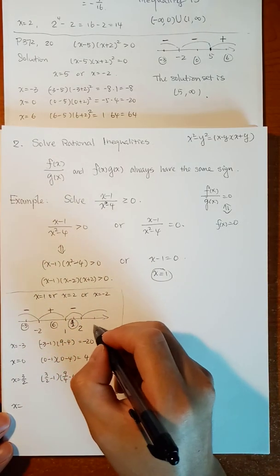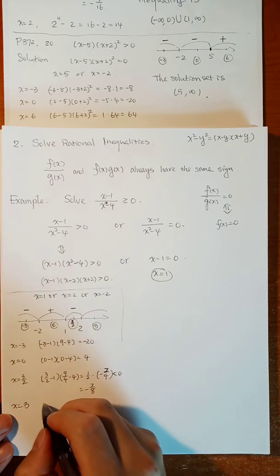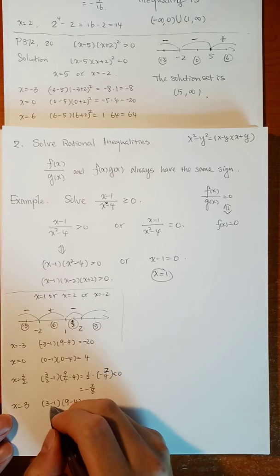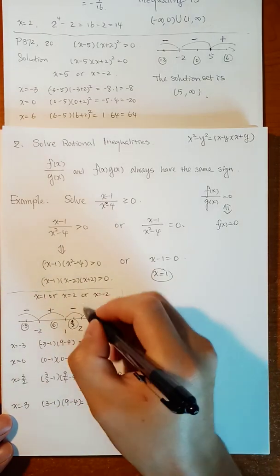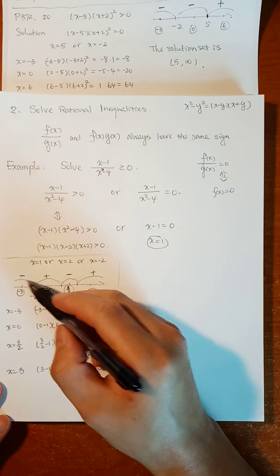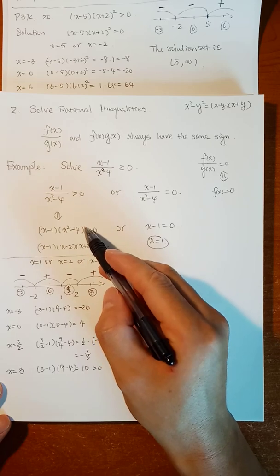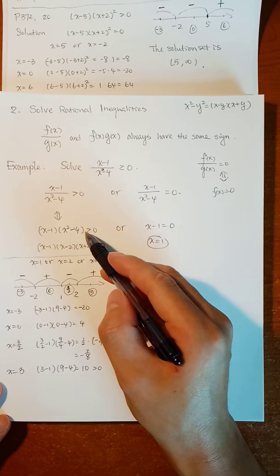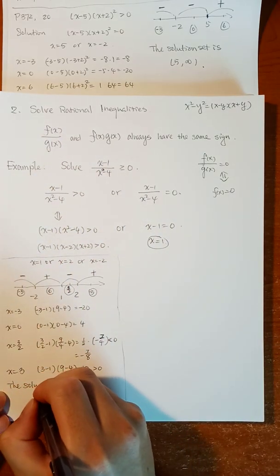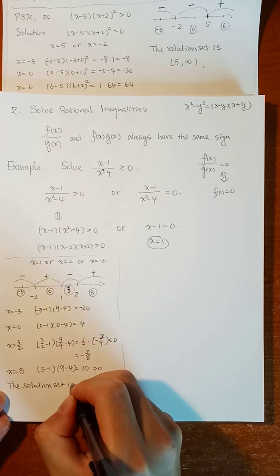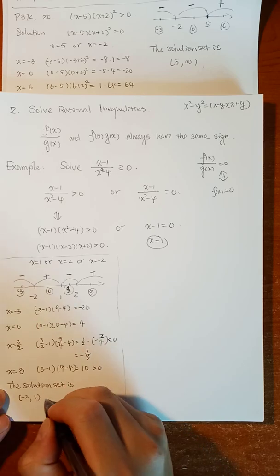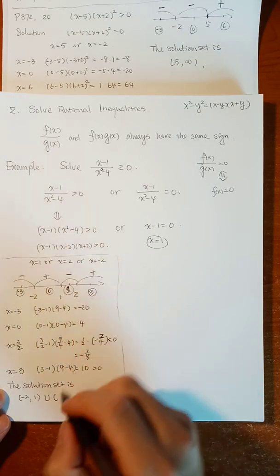x is greater than 2. For example, I choose 3. When x is 3, 3 minus 1 is 2. 3 squared is 9, 9 minus 4 is 5. So it's 2 times 5 is 10, greater than 0, positive. All right, so we get negative, positive, negative, positive. And the original inequality is about the greater than 0 case. So the solution set is greater than 0 between negative 2 and 1, union 2 to positive infinity.